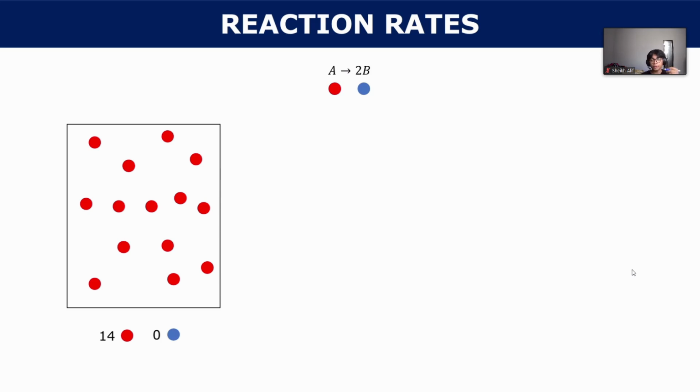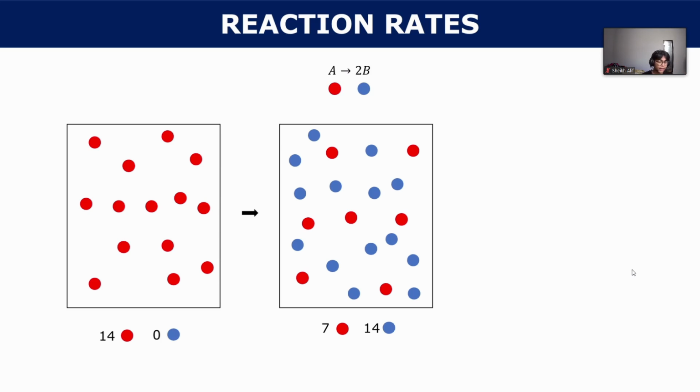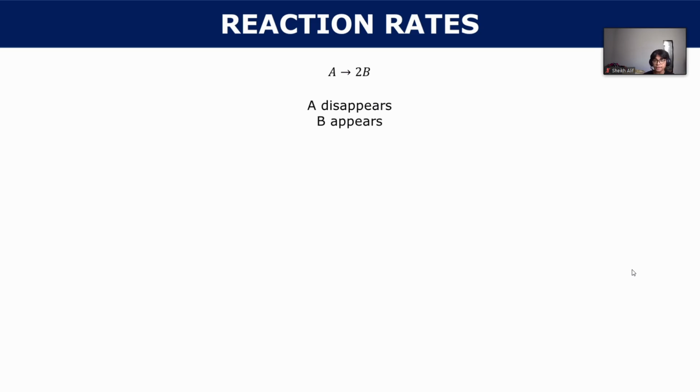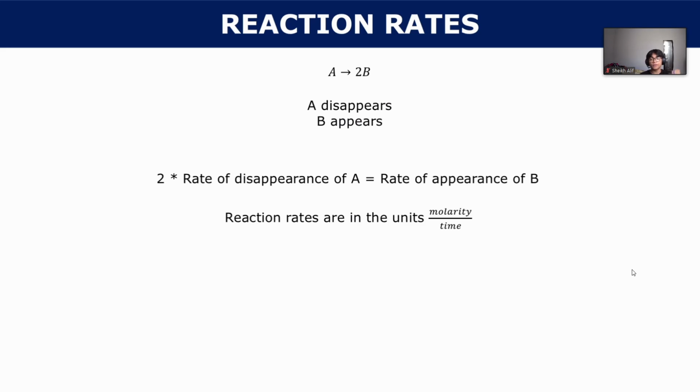However, if we look at a different system, let's say the equation A results in 2B. Let's start out with 14 red molecules again. As we go halfway, you're left with 7 red and 14 blue, and at the end you just have 28 blues. So in this case, A disappears and B appears, as we saw before. But it's a little different because the rate of appearance of B is 2 times the rate of disappearance of A.